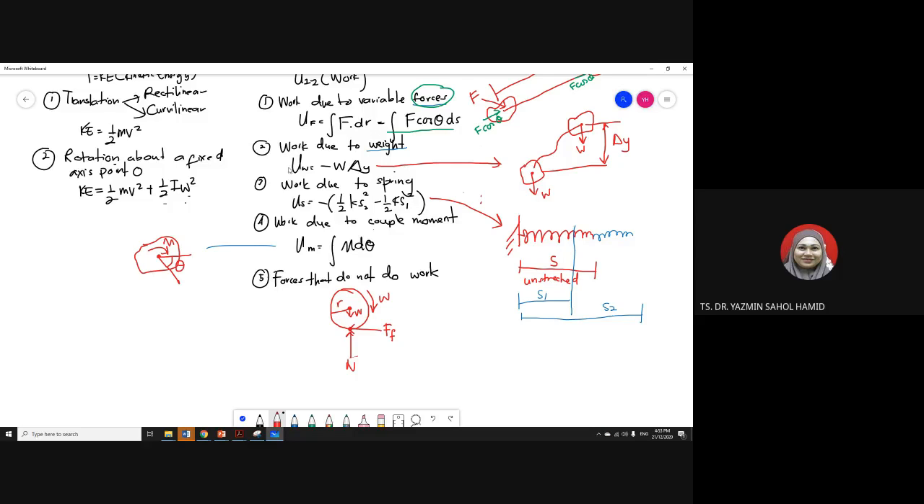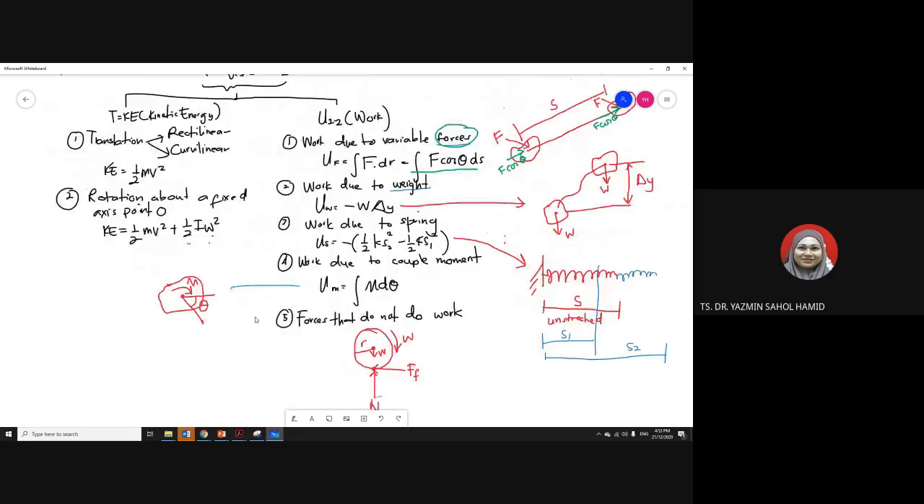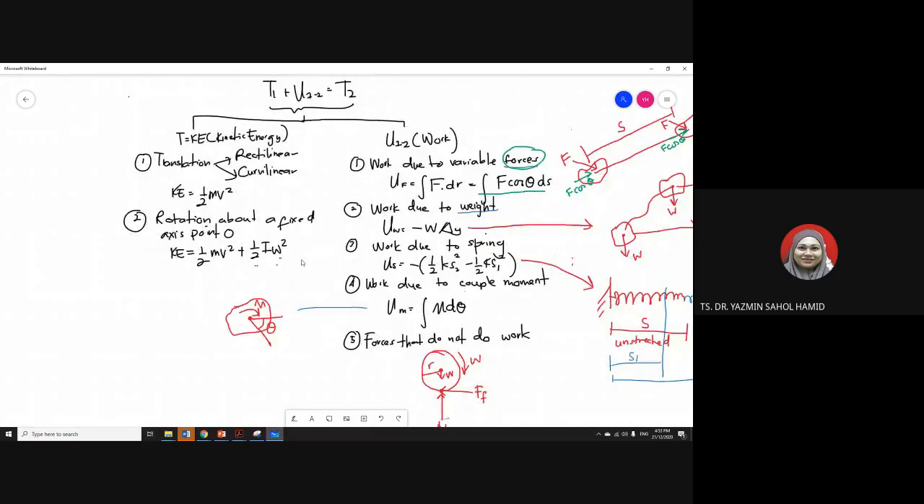So basically there are 4 main types. Later when we get the question, we have to decide for kinetic energy whether we consider only 1/2 mv squared, or 1/2 I omega squared, or both together. And then when we do the work, it can be a combination of spring with weight, or spring with moment. It depends on the question.